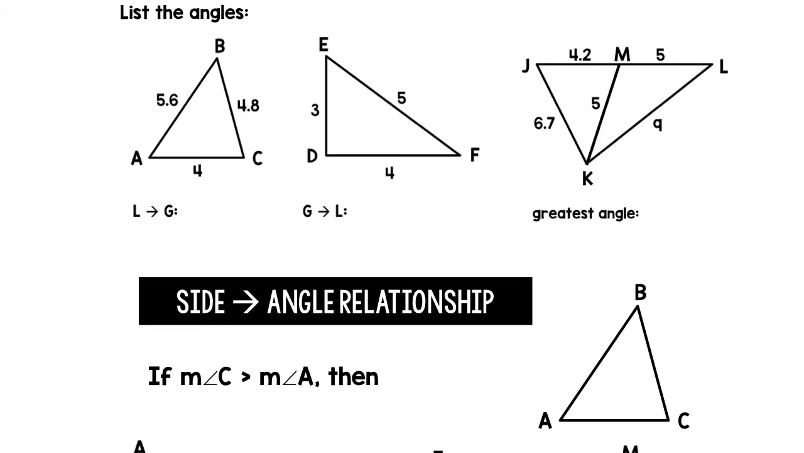So we're supposed to list these angles. All right, so if AB is 5.6, BC is 4.8, and AC is 4, we want to list the angles from least to greatest. So angle C goes with AB. Angle B goes with AC. And angle A goes with BC. So the largest angle is with the largest side.